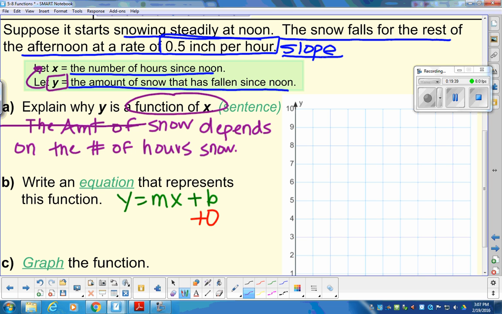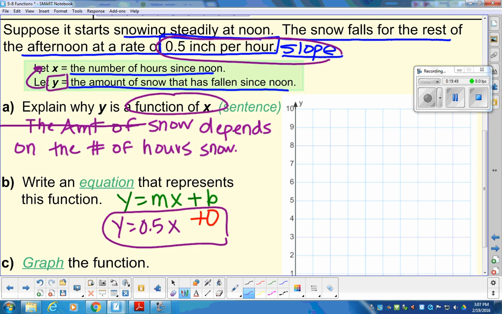Y-intercept is 0. We know that the slope is right here, that it's going to snow 0.5 inches per hour. So my equation is y equals 0.5x plus 0. You might want to drop off that plus 0 and just go with the highlighted equation because plus 0 doesn't really change anything.